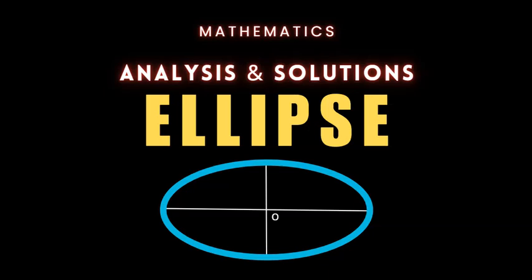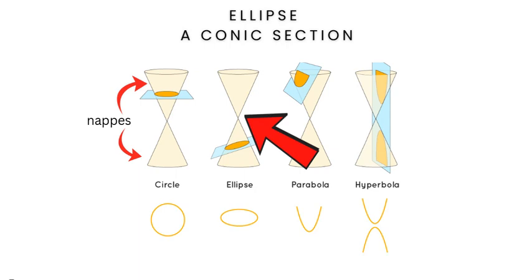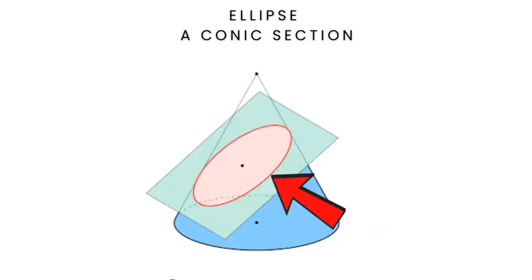Conic sections are the curves obtained when a plane cuts the cone. A cone generally has two identical conical shapes known as naps. We can get various shapes depending upon the angle of the cut between the plane and the cone and its nap. Ellipse is a conic section that is formed when a plane intersects with the cone at an angle.